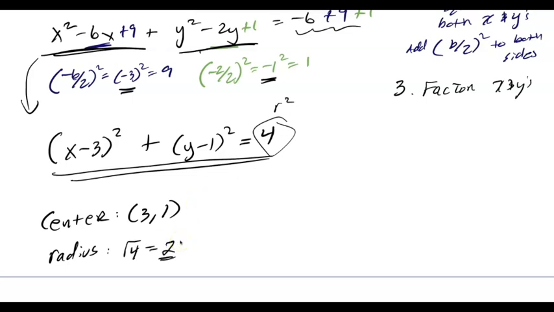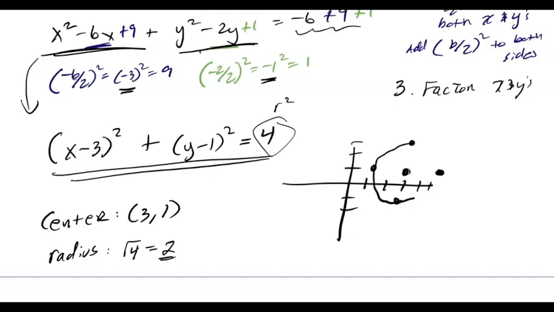And if you want to graph, all you have to do is go to your center, 3, 1, right there. Then we're just going to go the radius in each direction. We're going to go 2 to the right, 2 up, 2 left, 2 down, and then circle it. 2 to the right there, 2 up, right here, 2 to the left, 2 down, and then try your best to connect it all. It's my bad circle, but that's how you draw a circle.